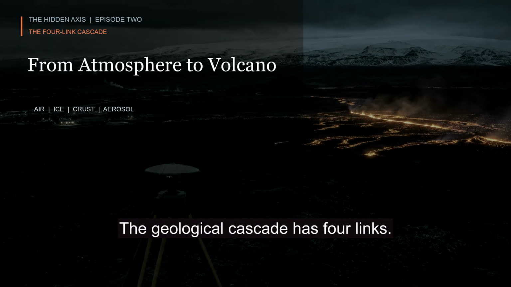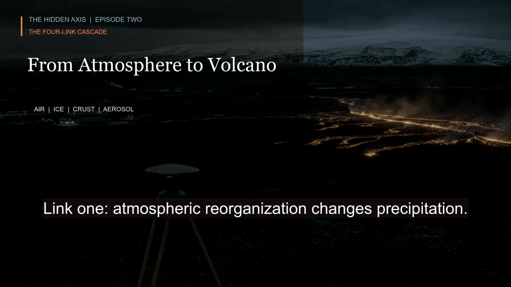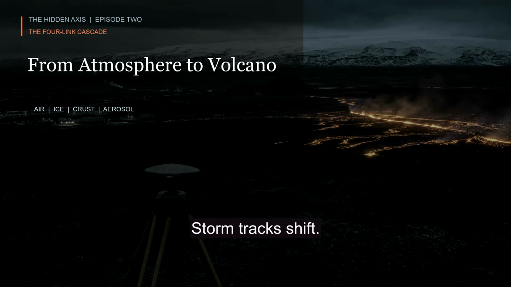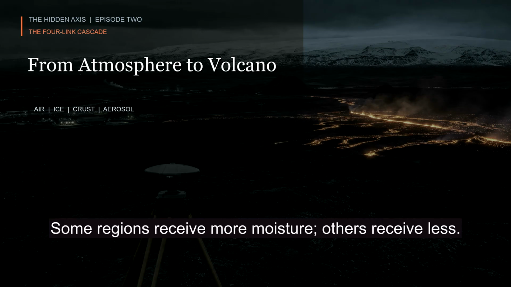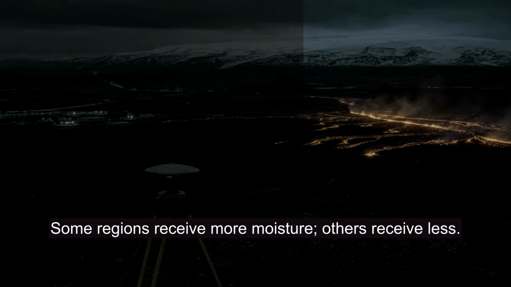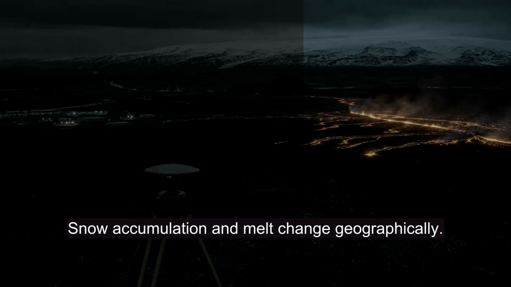The geological cascade has 4 links. Link 1, atmospheric reorganization changes precipitation. Storm tracks shift. Some regions receive more moisture, others receive less. Snow accumulation and melt change geographically.